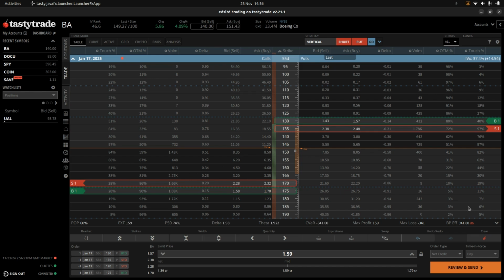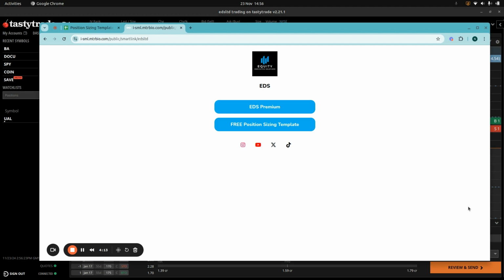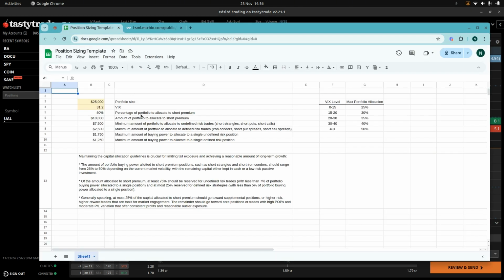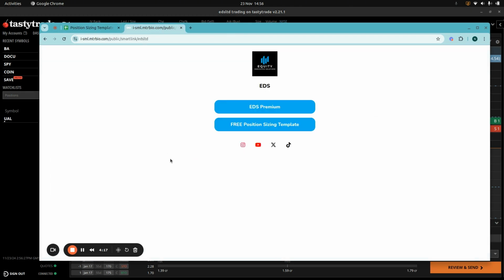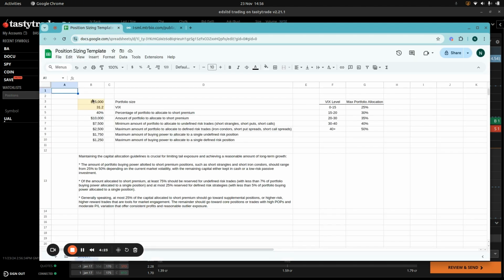So how do you know how much buying power you should be allocating to any given position? Well, we've got a free position sizing template that's available for anyone to use and get hold of. Click the link in the description and then head on over to the free position sizing template. The way it works is you enter in the size of your portfolio, and then you enter in what the current VIX level is, and then below that, everything will then be automatically calculated for you. And at this point, all you have to do is use this information to form the backbone of your portfolio, and over the long term, you'll be just fine.